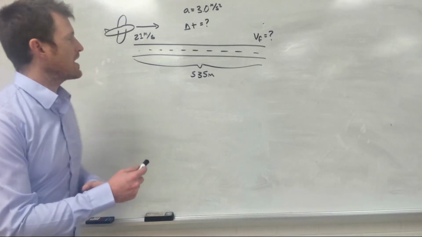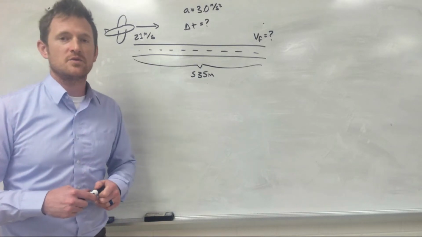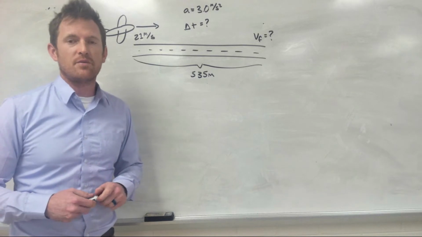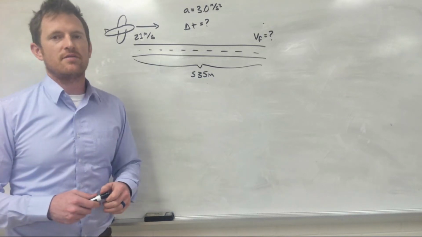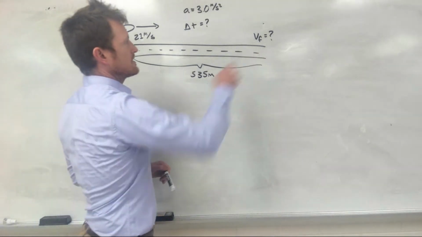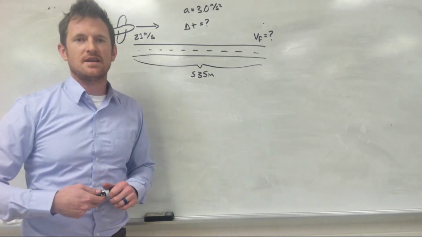So the example that we have right now is a plane starts off with a velocity of 21 meters per second, accelerates at a constant rate of 3 meters per second squared for a space of 535 meters. Now, what we want to know is how fast is the plane moving at the end of the runway and how long does it take to get there.